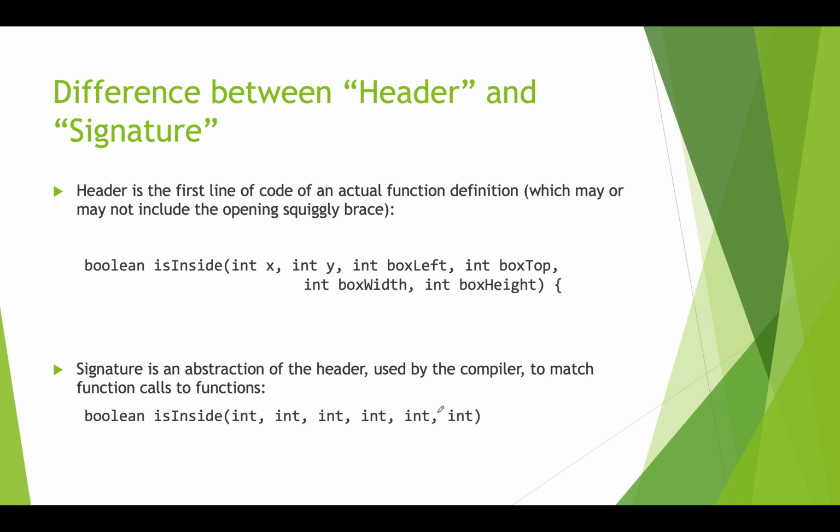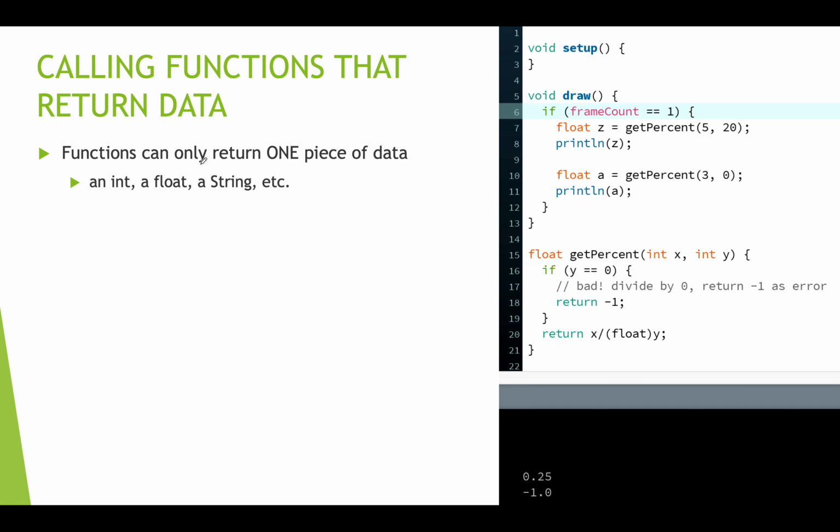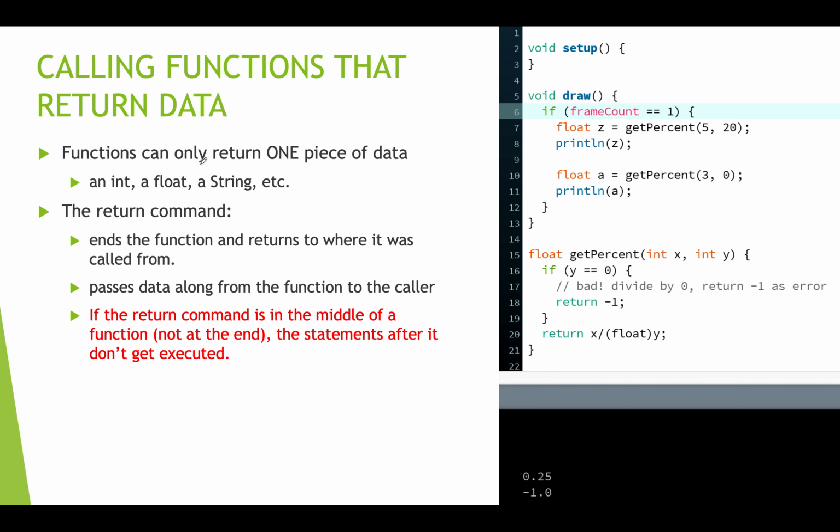All right, so remembering that functions can only return one piece of data, let's look at a couple of examples and look at what happens with the return statement when there are multiple return statements. So the return command, you should remember, ends the function and returns to where we noted the function had been called from. So we're going to pass the data from the function back to the caller. And what I want to point out here is that the return command, if it's in the middle of a function, statements that are after it don't get executed. So let's look through this example here.